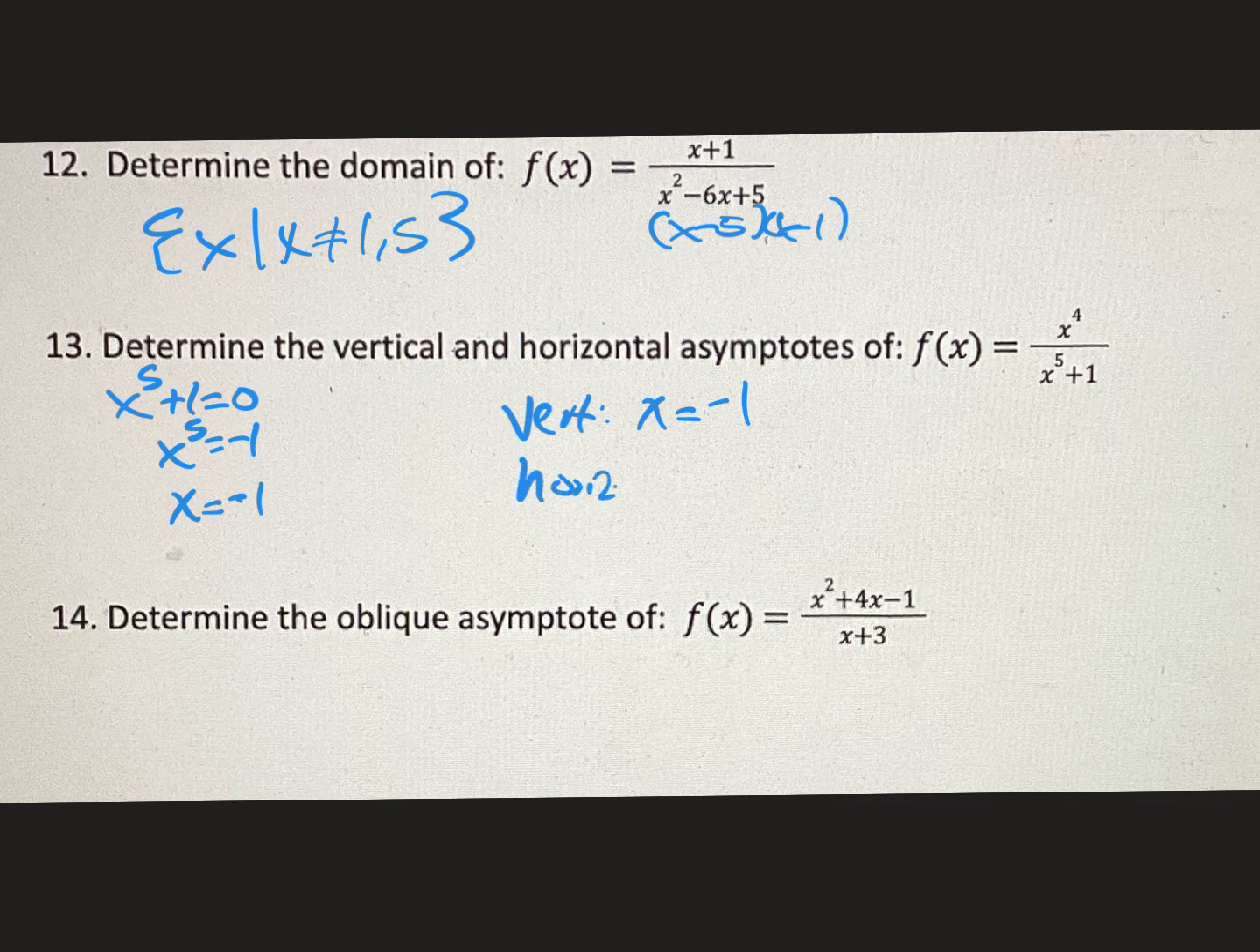Horizontal has 3 rules. If the top degree is bigger, there's not one. If the degrees are the same, you do leading over leading. If the bottom degree is bigger, which is the case this time, it's always y equals 0, so I'm going to go y equals 0.